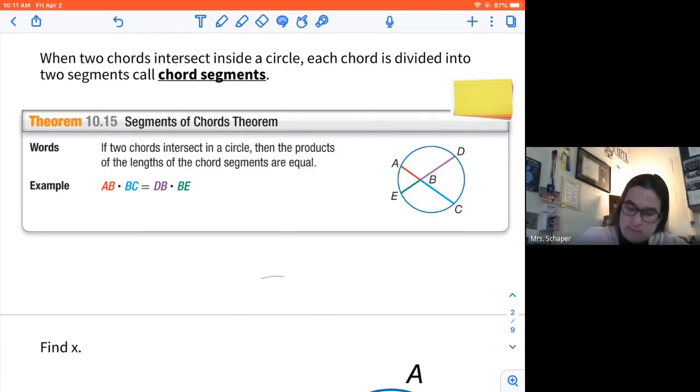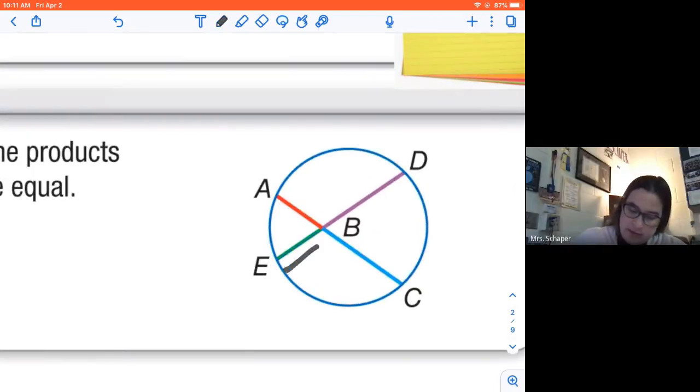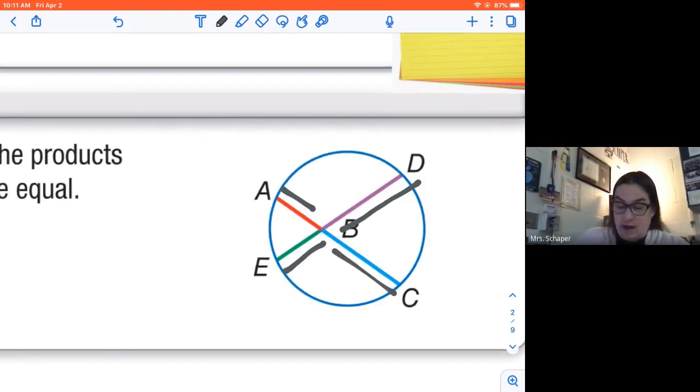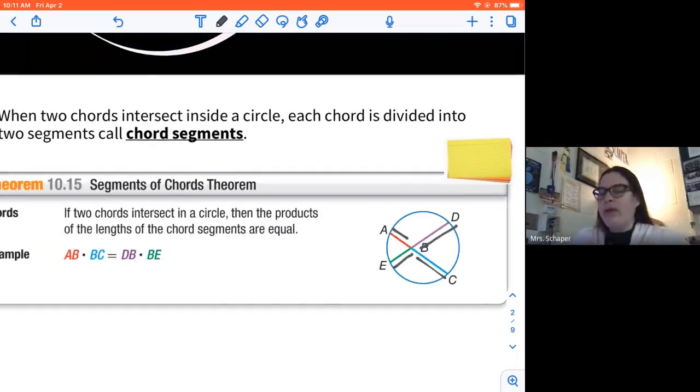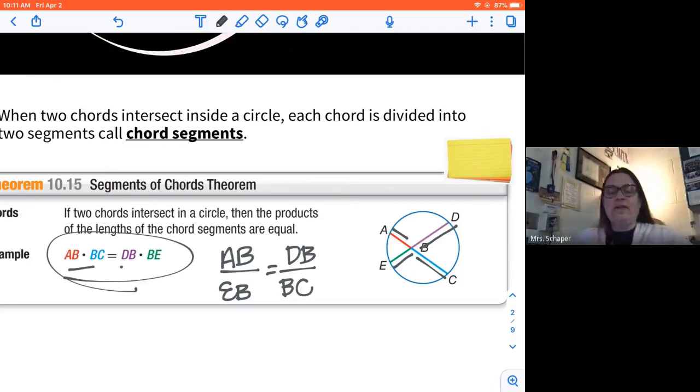When we look at this, I'm going to scoot in here. We've got that EB times BD is equal to AB times BC. Now, what I want you to notice is we can also put this relationship into a proportion. We can say that AB is to EB as DB is to BC, because cross products will give us that exact same equation.